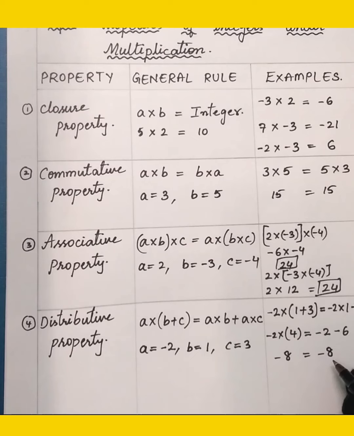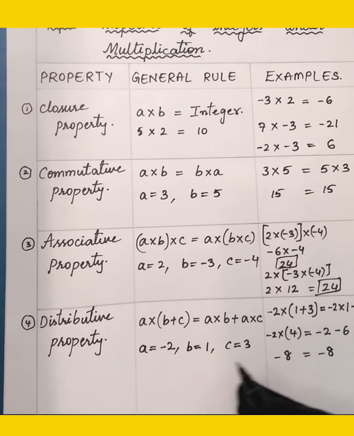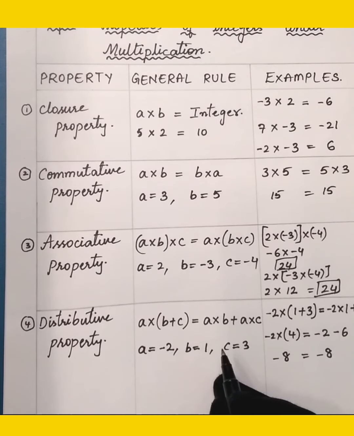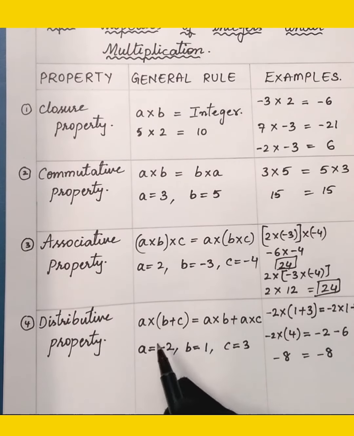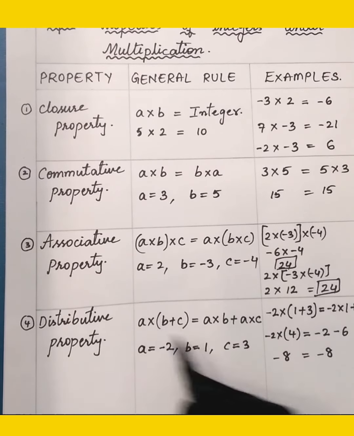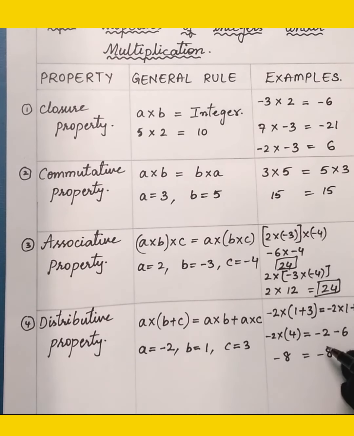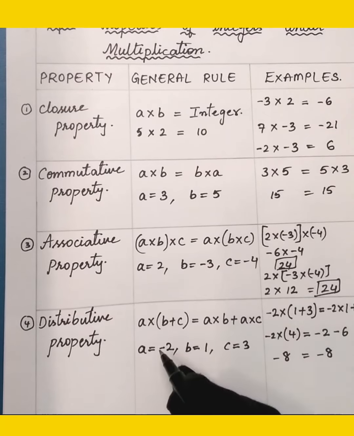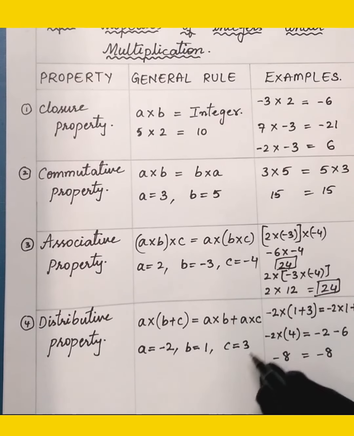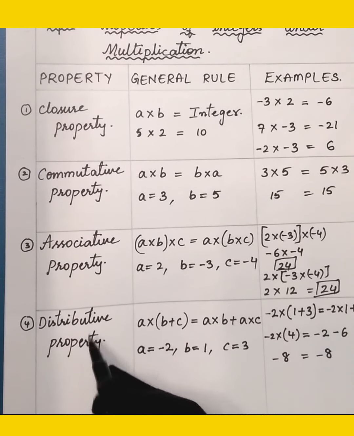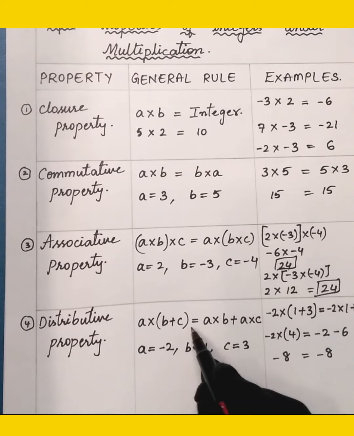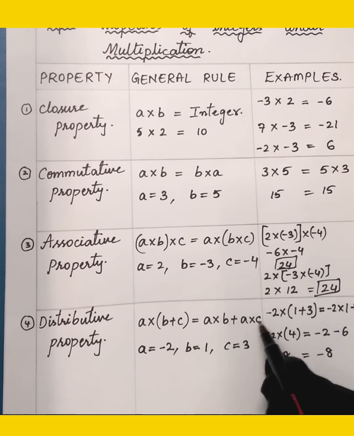So here what we can understand is that multiplication distributes over addition of integers. All integers follow the distributive property. You can try this with different examples also. You can take different integers, a, b and c. You can try this. What is the distributive property? a into b plus c is equal to a into b plus a into c.